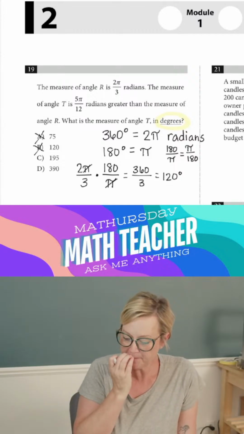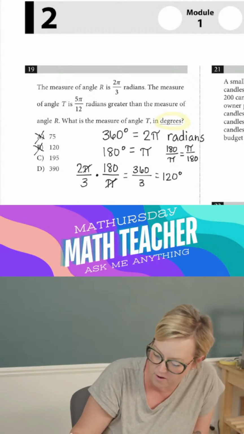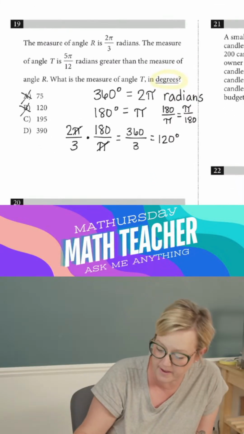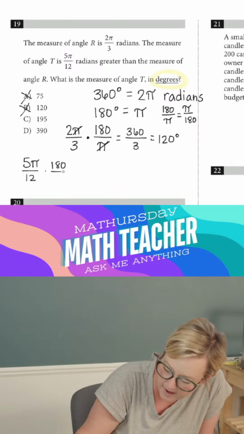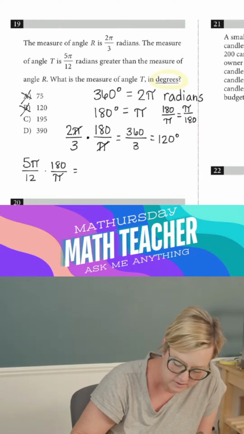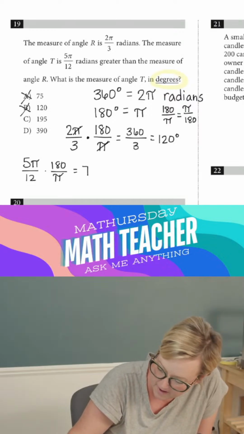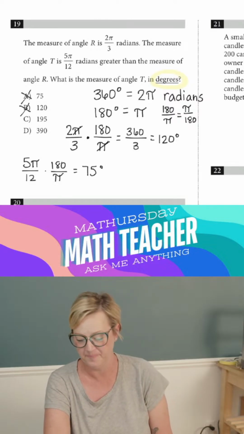Now 5 pi over 12, I'm going to convert into degrees also. I'm going to move this up a little bit. So 5 pi over 12 times 180 over pi. So I do 5 times 180 divided by 12, which is 75. So that's 75 degrees. Now I see where they got that answer for A from.